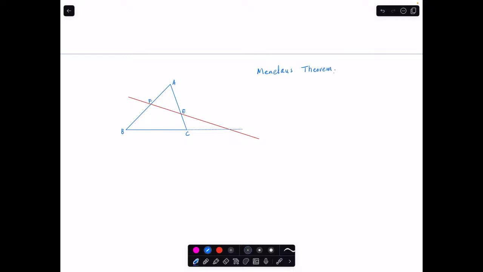Okay, so I have a straight line, and this line L, right? For example, this is maybe point M, all right? So we claim that we're going to have AF over FB times BM over MC times CE over EA. That's equal to 1. Okay? How do we prove that?